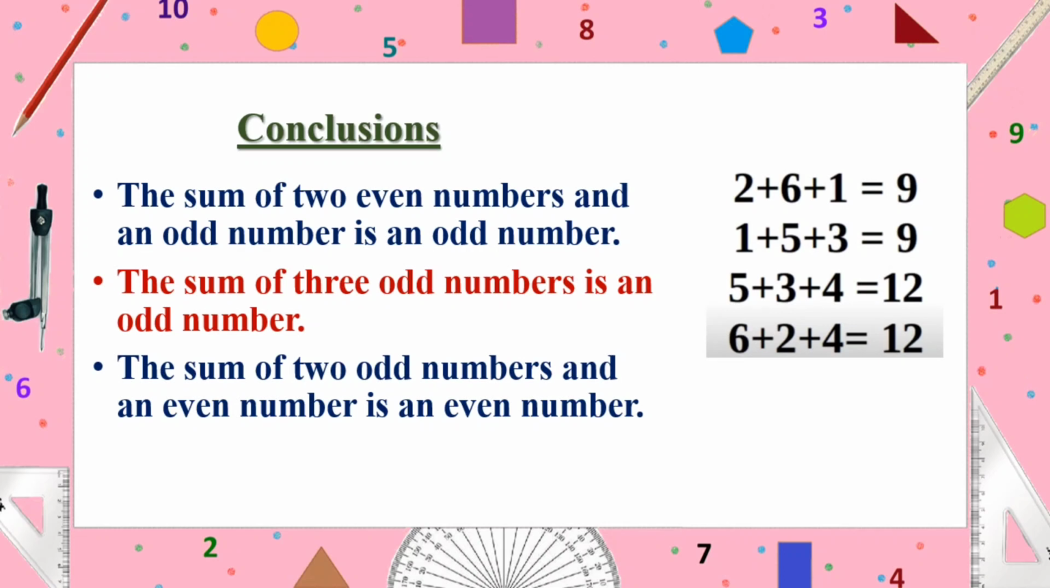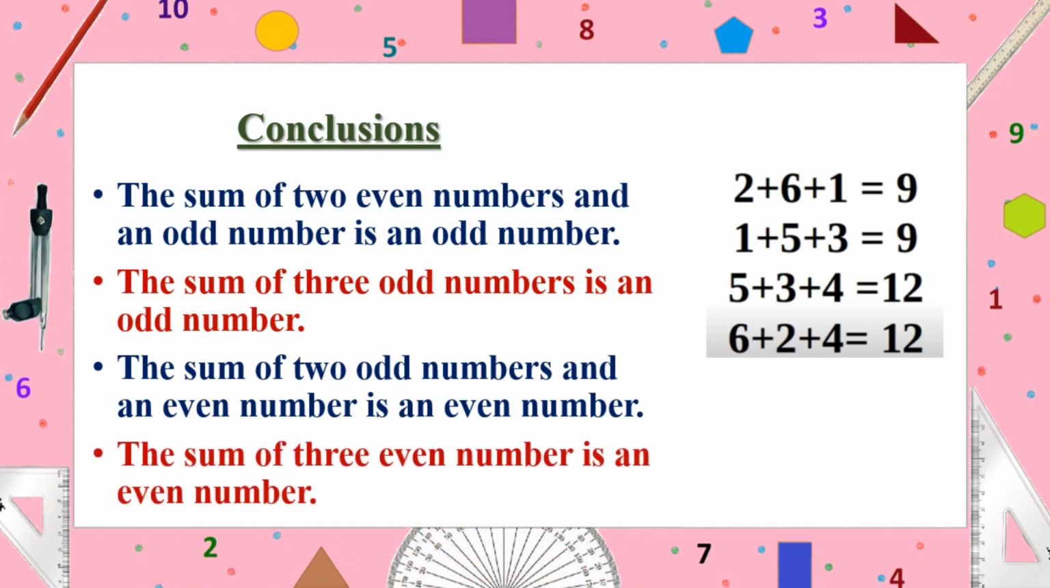And look at the fourth one. 6 plus 2 plus 4 is equal to 12. The sum of three even numbers is an even number. These are the conclusions we can make from the previous game.